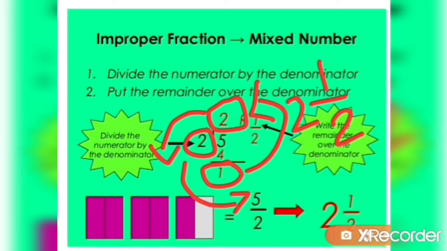Again I am explaining, when you have to convert improper fraction into mixed fraction, divide numerator by the denominator and then put the remainder over the denominator. Write the numbers in an anti-clockwise direction, you will get the mixed fraction.